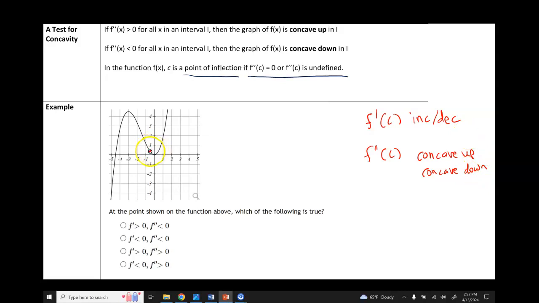Now, at this point, the best way to tell is using a tangent line. So at this point, I'm going to draw a tangent line to the curve. Now, the slope of this tangent line is negative. From left to right, the tangent line is going down. And you can also tell the function is going down. So if it's going down, that means this function is going to be decreasing.